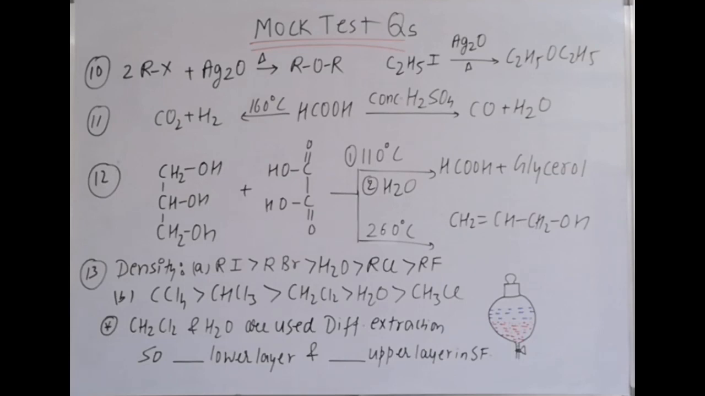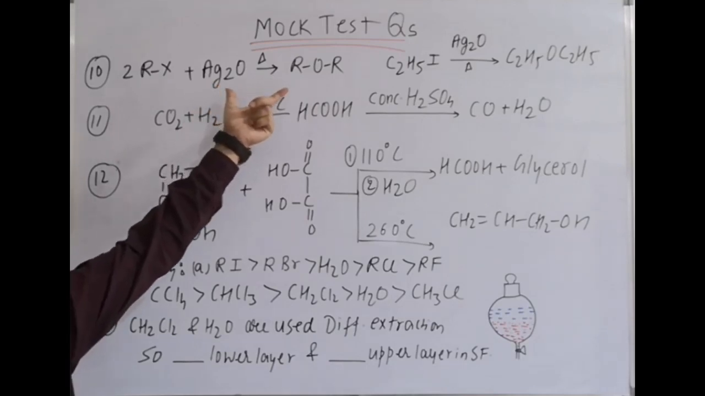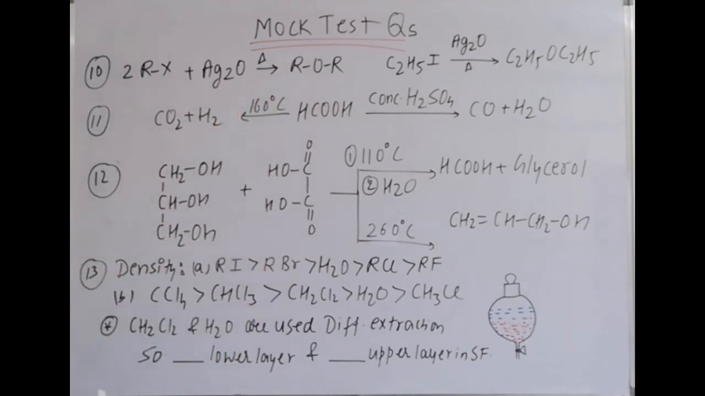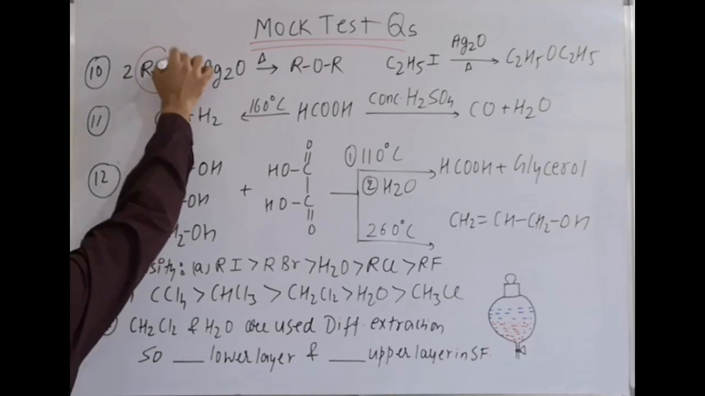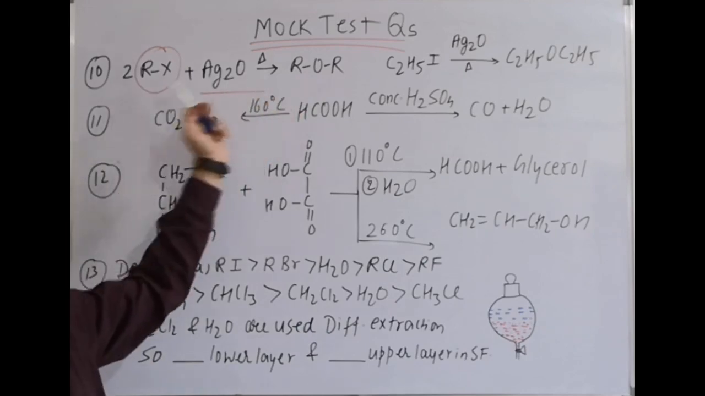Now next is information about a reaction. Although I think you all remember, ether can be prepared from alkyl halide in presence of dry Ag2O, silver oxide. It converts RX to ROR.